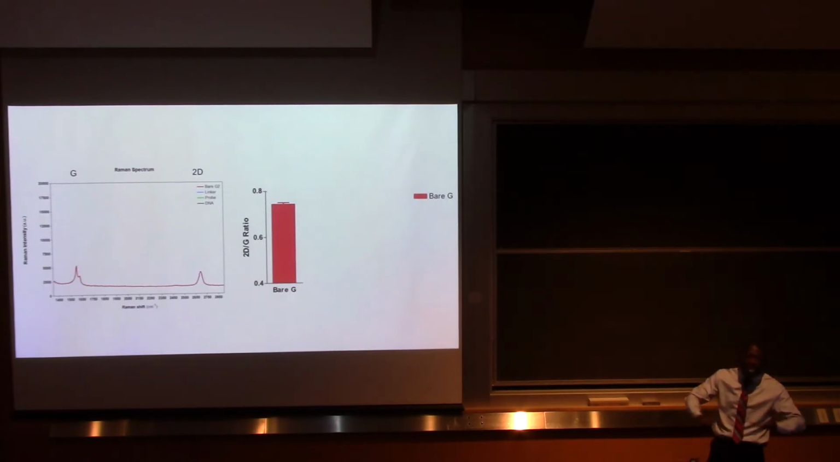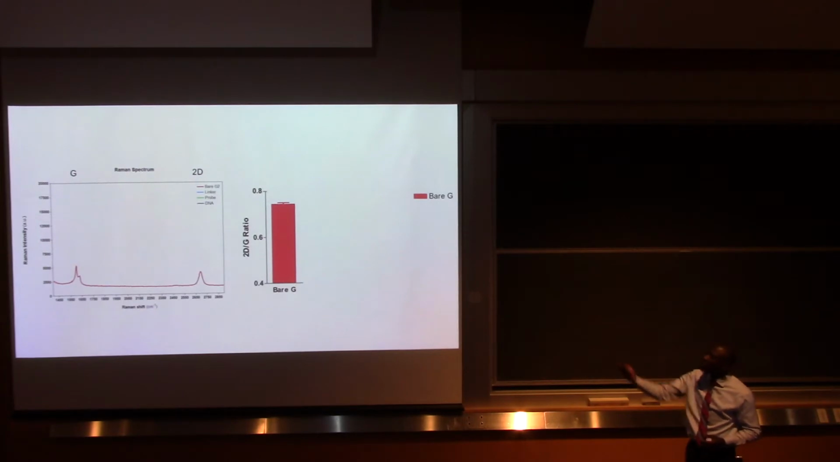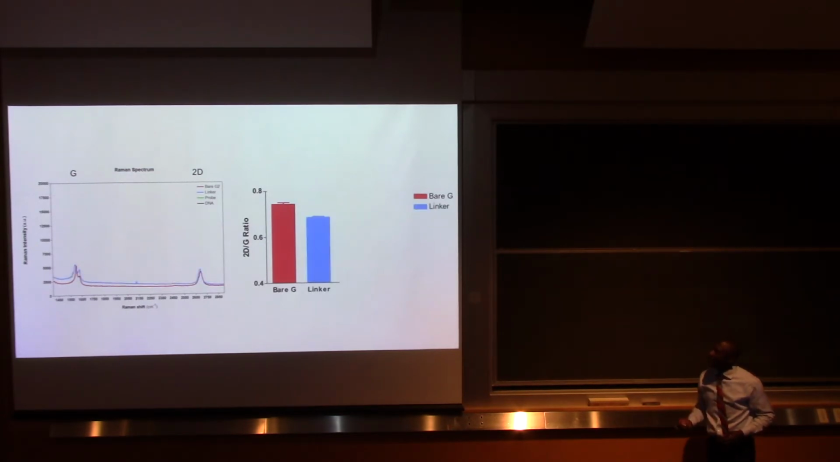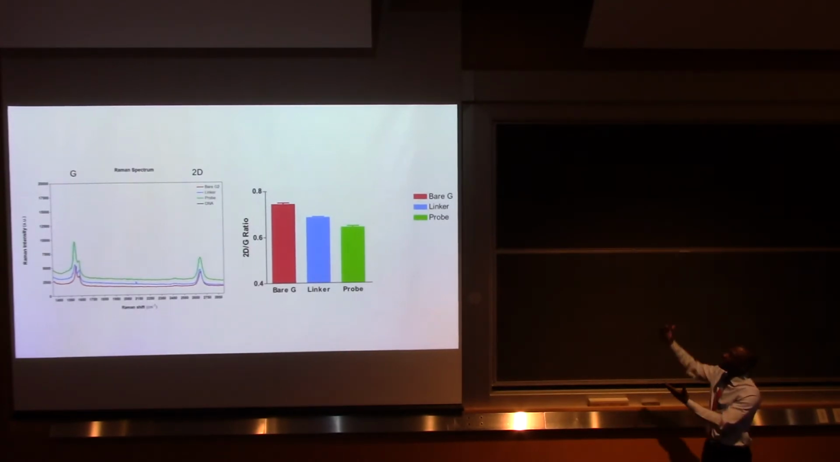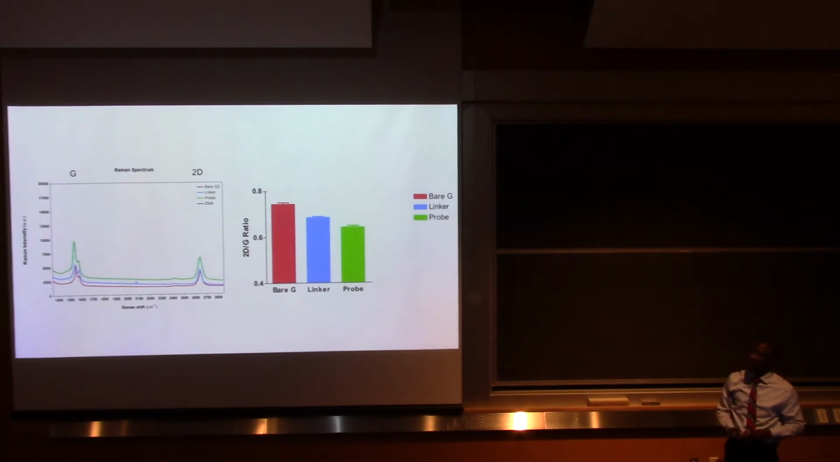We measured just the bare graphene. As you can see, the ratio between the 2D and the G is about 0.7. Then we added the linker onto the graphene surface, and we added the probe onto the linker on the graphene surface. So as we add more molecules onto the graphene surface, you could see that the ratio between the 2D and the G decreases.